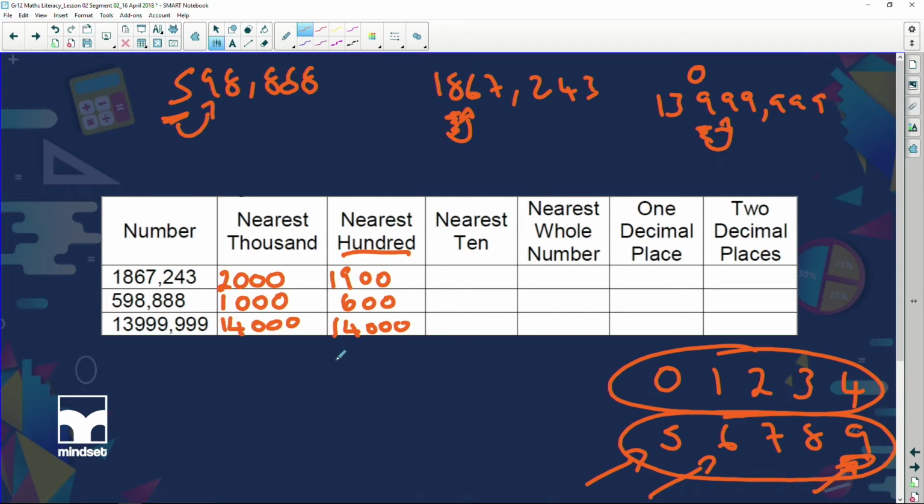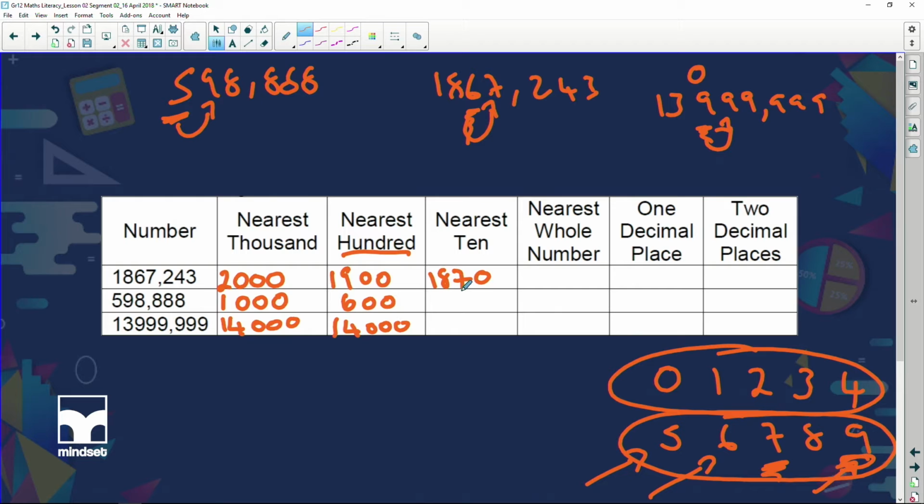Now, nearest 10. We've got 1867. So let's just do that quickly. 1867, we get rid of that. Now, the nearest 10, here's my 10. It's a 6. That 6 is going to be affected by the next digit, 7. 7 is a big number. So I've got 1, 8, and that 7 makes that 6 a bigger number, 7, 0.